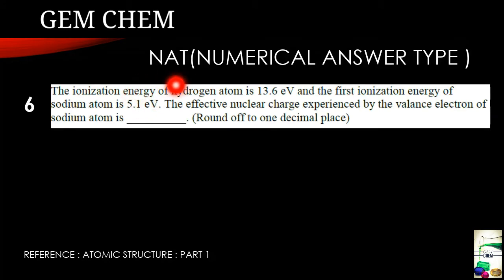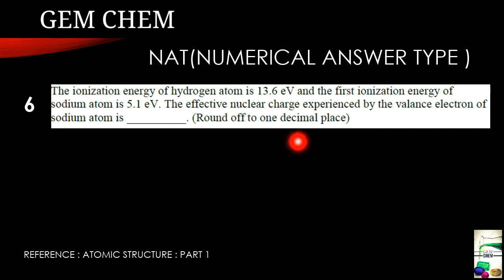Now we start with NAT type question, that is numerical answer type question. Now see the question first. It is from atomic structure, right? And it is very simple. We have already studied everything in atomic structure part 1 video about this sum particularly. So a simple formula is required for this one. Okay. So first understand. Here it is told that the ionization energy of hydrogen atom is 13.6 electron volt, and the first ionization energy of sodium atom is 5.1 electron volt. Now the effective nuclear charge experienced by valence electron of sodium atom is what?